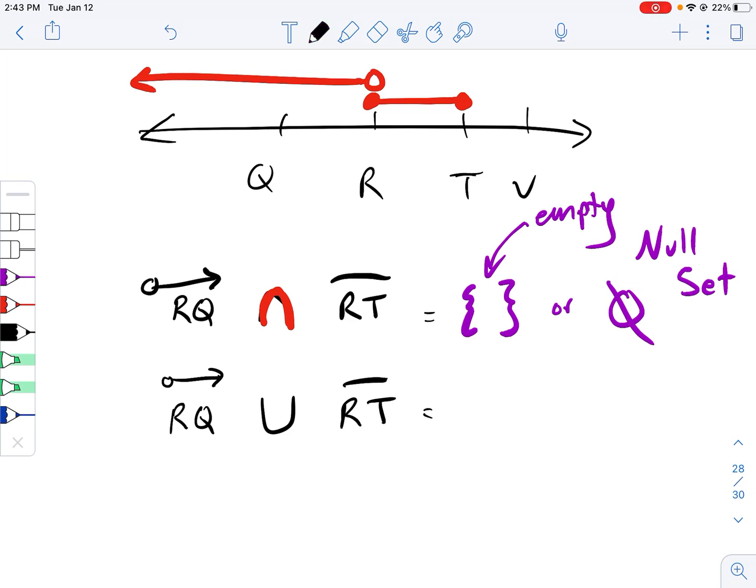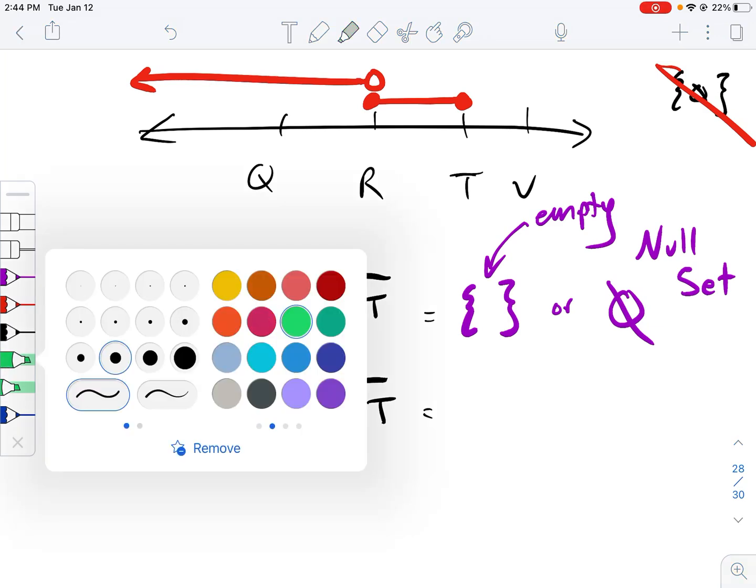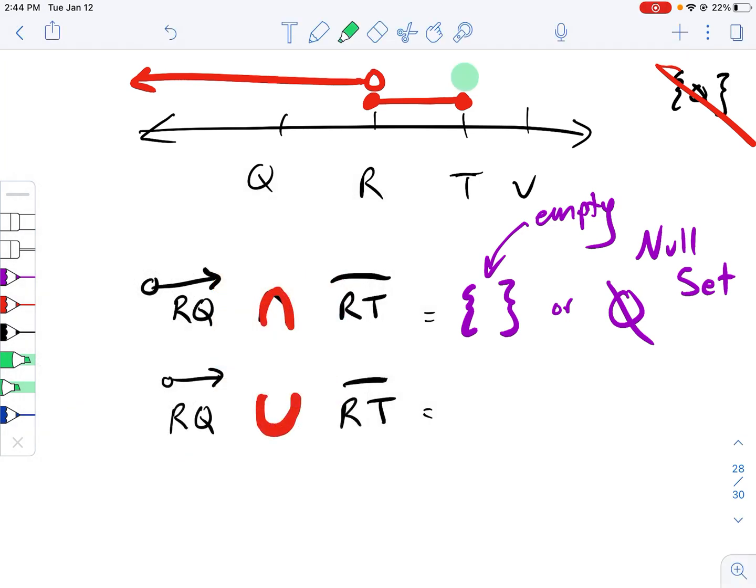One thing you do not write is this. You do not put the null set inside the squiggly braces. All right, and finally, let's try the union. What is the union of these two figures? Well, it'd be if I just combine these figures together. So I have T, and I go this way, so it would be ray TR. I could also call that ray TQ, but it's got to start at T.